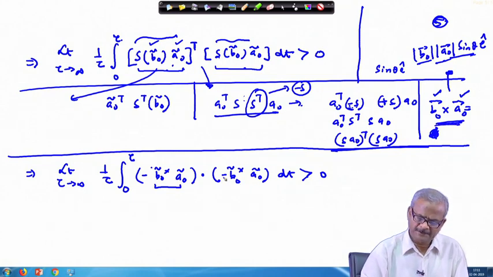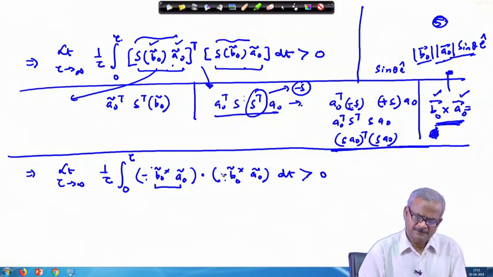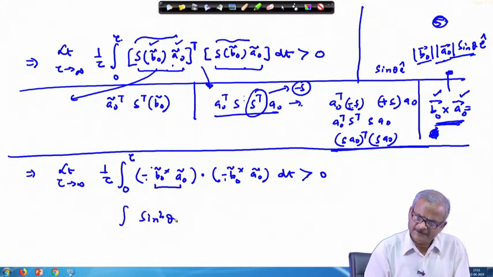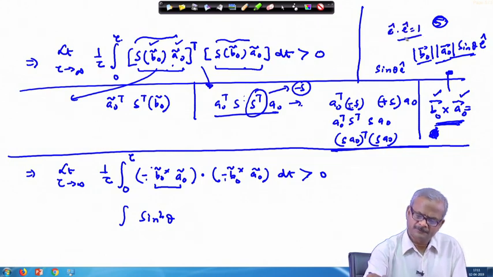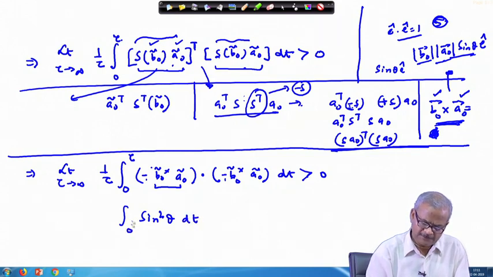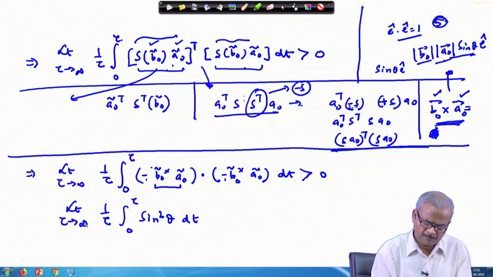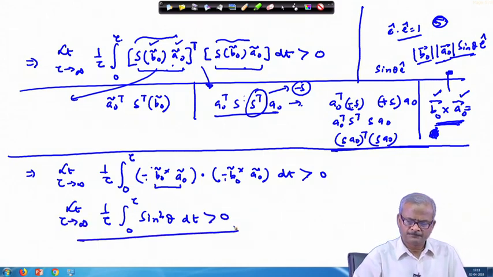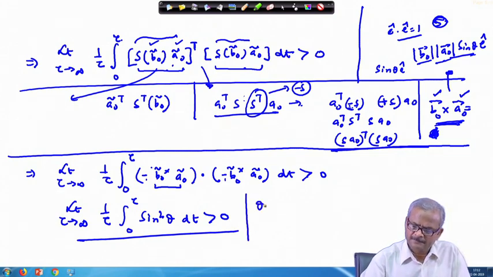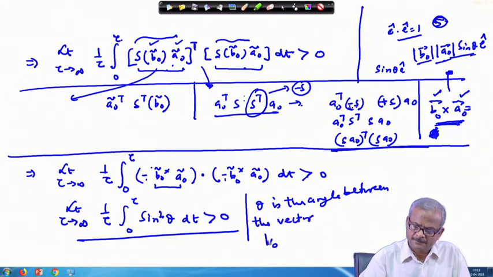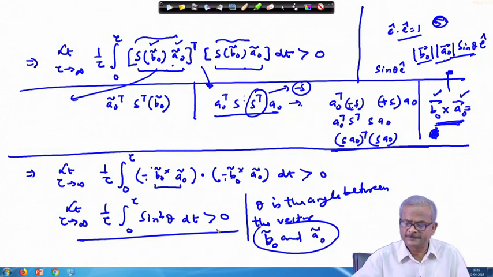Similarly, for the dot product you are taking, the minus sign will cancel out here. So, you get sin square theta, and E cap dot E cap becomes equal to 1. So, that goes also. So, sin square theta integrated from 0 to tau, times 1 by tau, where theta is the angle between the vector B tilde 0 and A tilde 0. This is the angle between these two vectors. This vector is arbitrary and this vector is varying with time in the orbit.